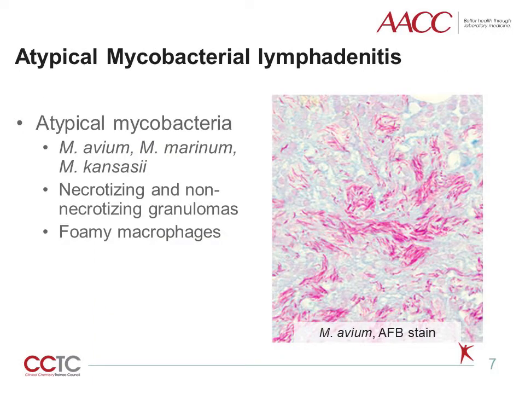Atypical mycobacteria can cause lymphadenitis in immunocompetent patients, especially children. However, disseminated disease is usually associated with HIV infection. Necrotizing and non-necrotizing granulomas may be present. Sheets of foamy macrophages containing mycobacterial organisms may be present. An acid-fast stain typically highlights more organisms in atypical mycobacterial infections than in tuberculosis. This figure shows an acid-fast stain highlighting multiple organisms within foamy macrophages in a case of disseminated Mycobacterium avium infection in a patient with HIV.